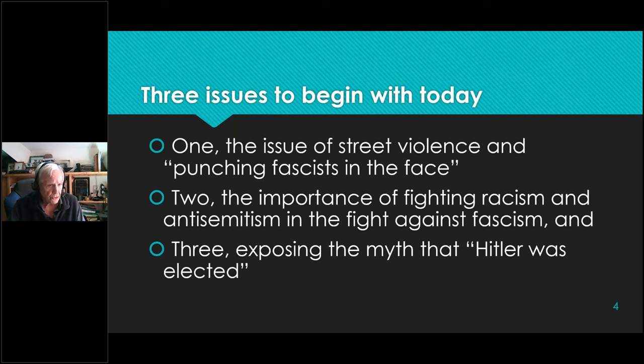So the three issues that I'm going to begin with today is one, the issue of street violence and the morality or immorality of punching fascists in the face.